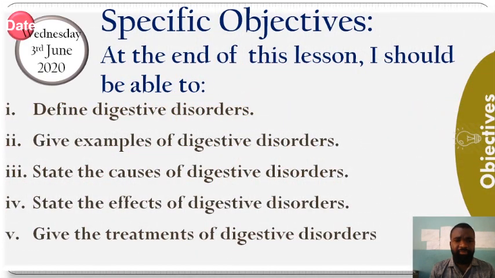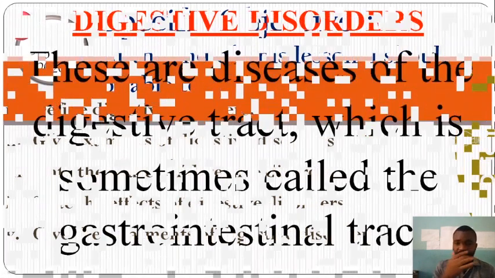Specific objective: at the end of this lesson, you should be able to define digestive disorders, give examples of digestive disorders, and state the causes, effects and treatment of digestive disorders. We did the same thing with our respiratory system. Let's look at it now.